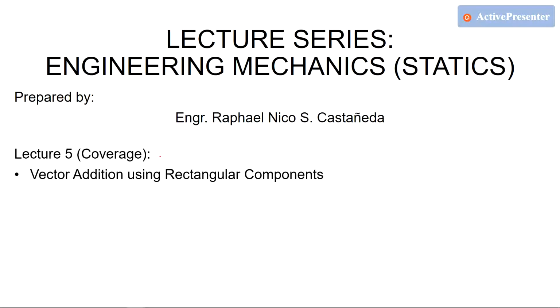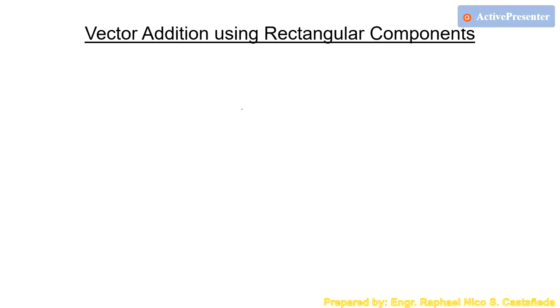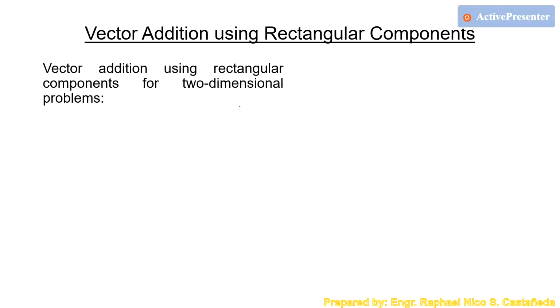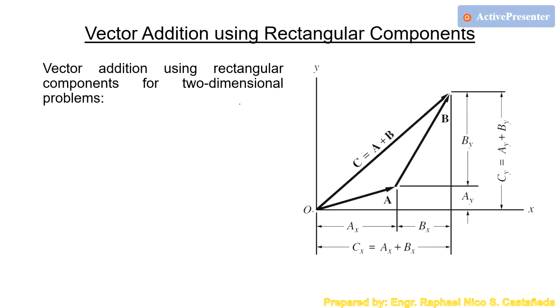In this topic, we will try to solve problems using vector addition by adding concurrent forces in a force system, wherein it may be a two-dimensional system or a three-dimensional system. Addition using rectangular components. So in two-dimensional problems, we have here an example of vectors A and B. As you can see, it is connected in a head-to-tail manner, following the triangle law of addition, such that if you add vector A and vector B, it will result in vector C.